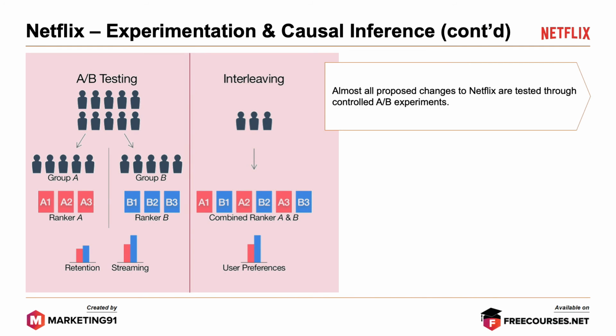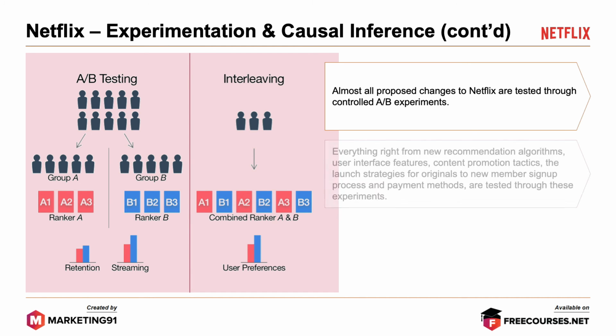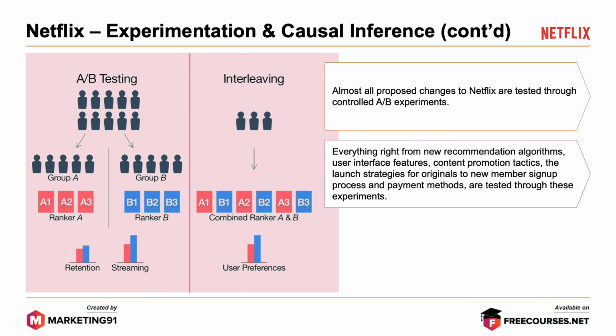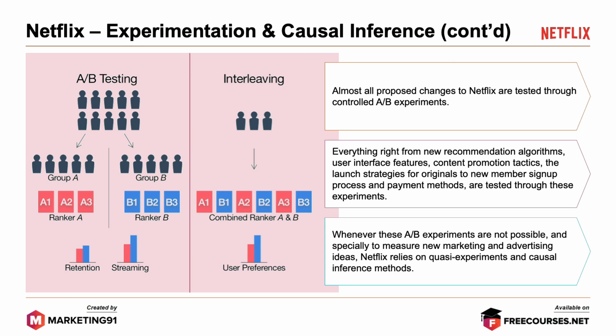Moving further, almost all proposed changes to Netflix are tested through controlled A/B experiments. Everything right from new recommendation algorithms, user interface features, content promotion tactics, the launch strategies for originals to new member sign-up process and payment methods are tested through these experiments. Whenever these A/B experiments are not possible, and especially to measure new marketing and advertising ideas, Netflix relies on quasi experiments and causal inference methods. So that's it, folks. This brings an end to the topic on marketing research.